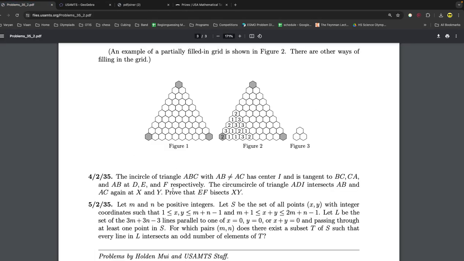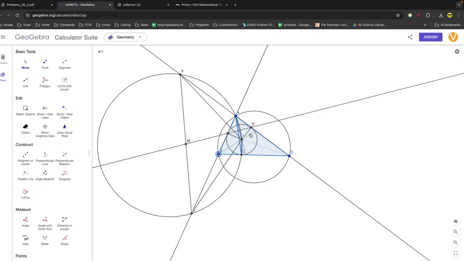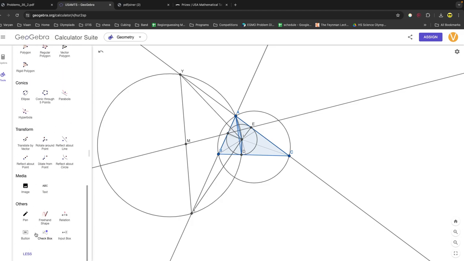So basically what we want to prove is that EF bisects XY. What we called here is line EF hits the line XY at the point M. So we want to prove that this segment equals this segment. This letter naming is foreshadowing. We're going to prove that this is the midpoint.